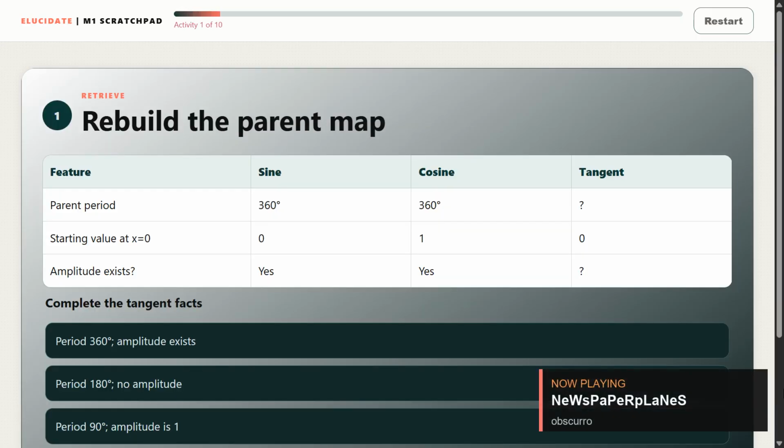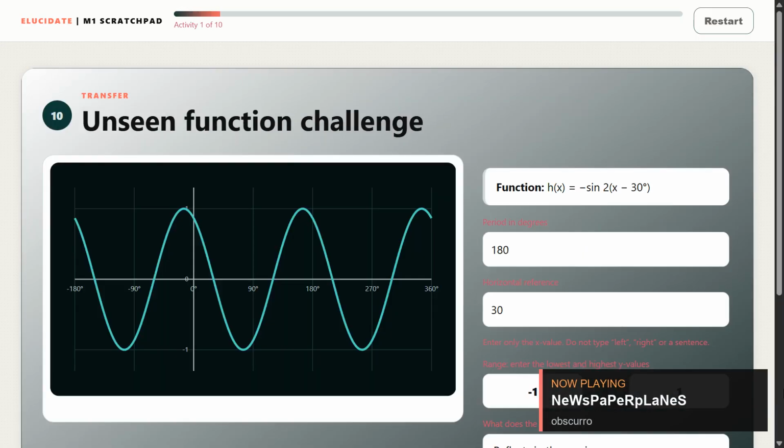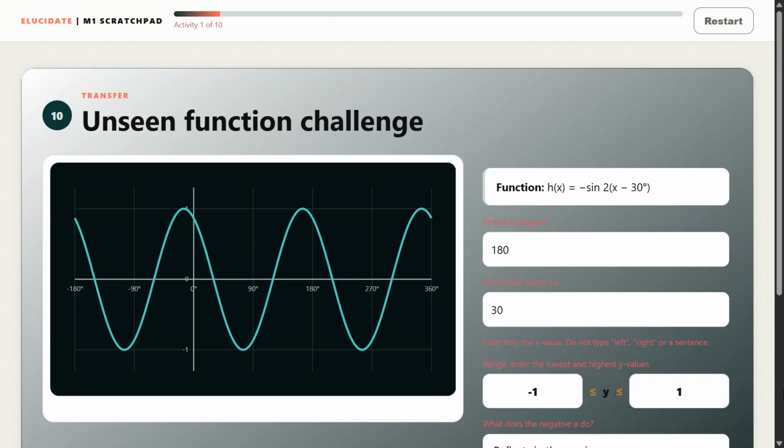In the scratch pad, this is the whole graph decision system at once. The question asks, for h(x) equals minus sin 2(x minus 30 degrees), find the period, reference, range, and the effect of the negative a. The answer is, 180 degrees, x equals 30 degrees, minus 1 to 1, reflect.